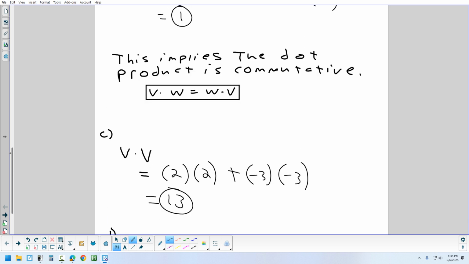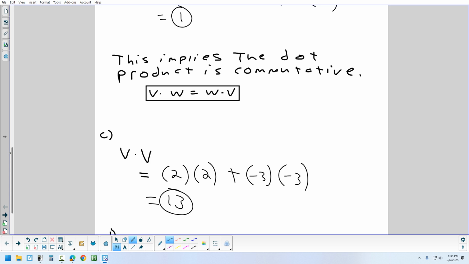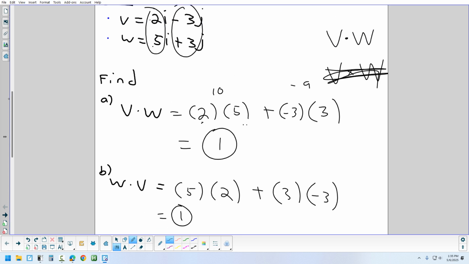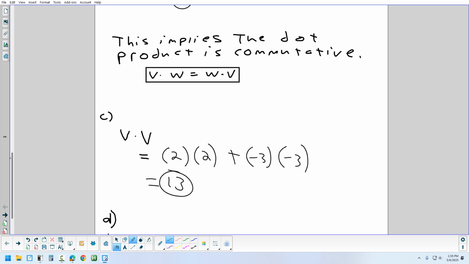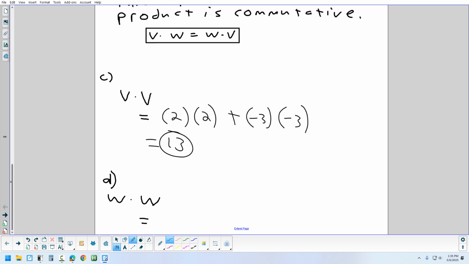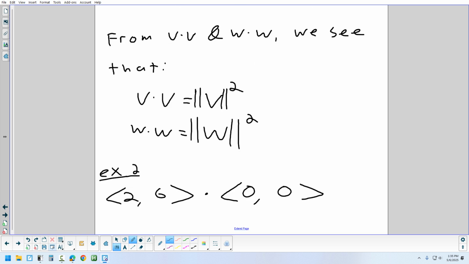Any question on that one? No. So we're going to do a couple more after, but any question on how we found the dot product in part A, B, or C? Okay. We're not going to do that.